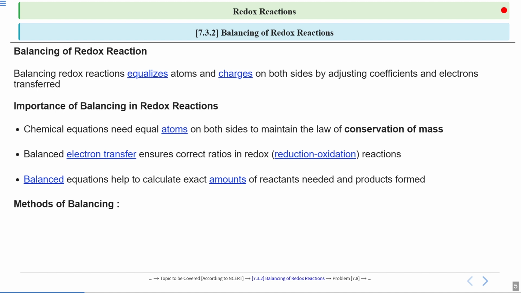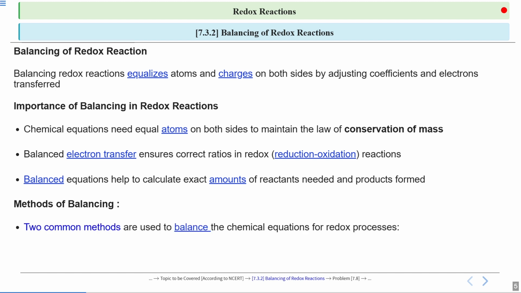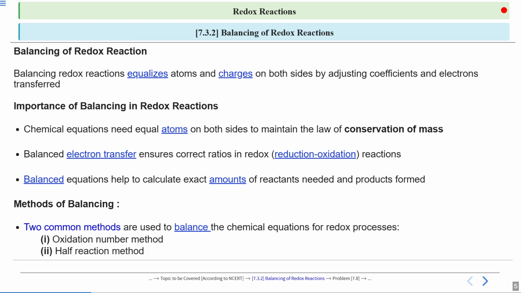Now, what are the methods of balancing that are used to balance a chemical reaction? This can be balanced by two methods, the first two common methods to balance the chemical equation. The first one is the oxidation number method, while the second one is the half reaction method. In today's lecture, we are only going to understand the oxidation number method, that is how we can balance the chemical redox reactions with the help of the oxidation number method.